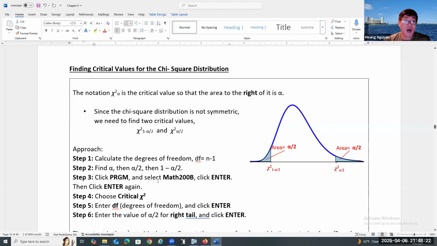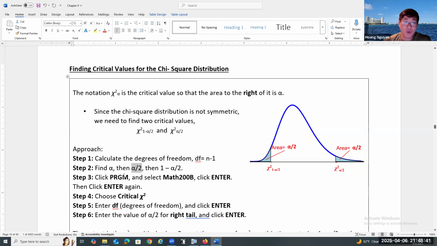Step number one, you calculate the degrees of freedom, which is equal to the sample size n minus 1. Step number two, you need to find alpha. After we get alpha, we divide alpha by 2 to get alpha over 2. And after that, we take 1 minus alpha over 2 to get the area to the right.